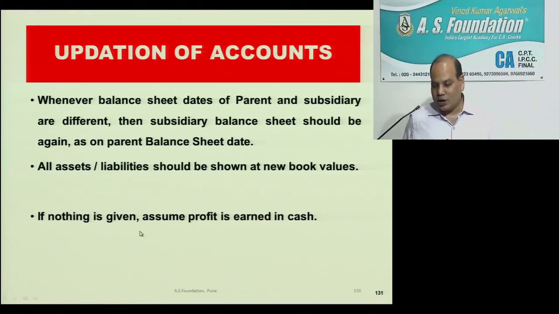If the problem is silent, assume that profit is earned in cash. If the problem is silent, on your own don't assume anything else. If they have just given 6 lakh rupees profit was earned in the 6 months period, that's it. No other adjustment. So just increase the profit by 6 lakh, increase cash and bank balance by 6 lakh. That's it.